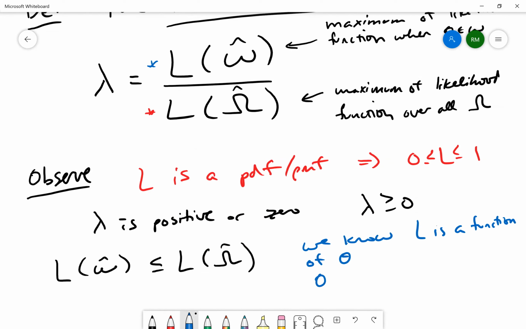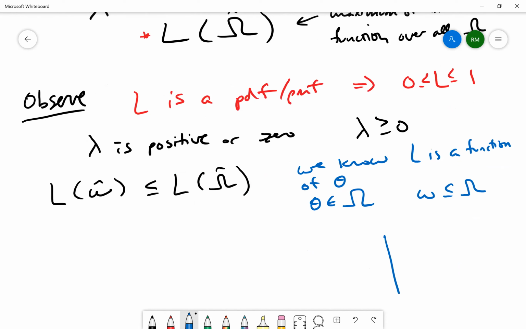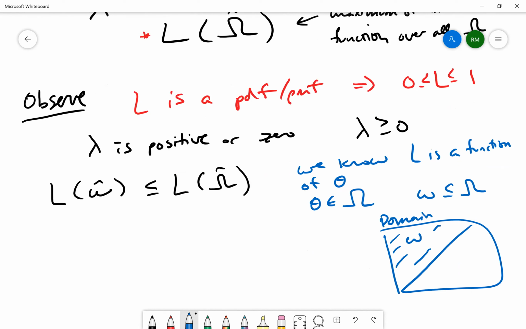And omega is an element of this space. So basically what's happening is little omega is a subset of big omega. That means what that looks like is here is the domain of our function. Maybe here is little omega, and the whole thing is big omega.